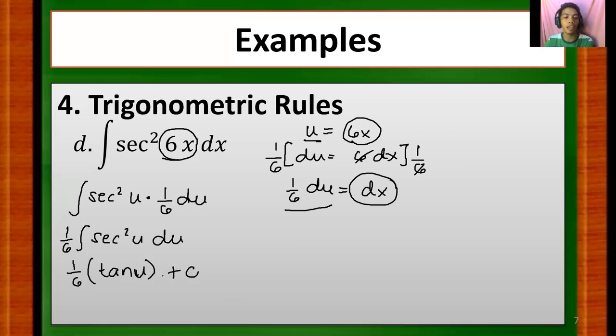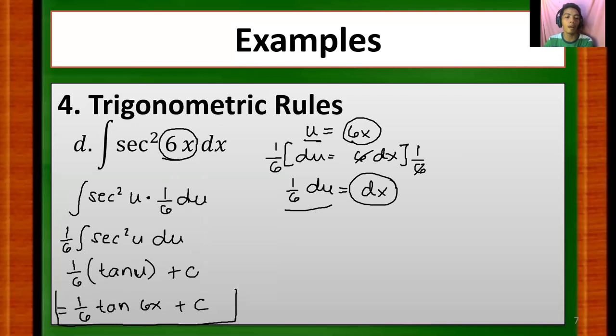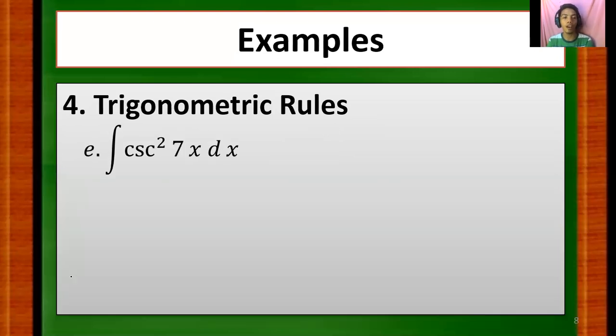And after that, papalitan ko lang ng 6x ang ating u kasi ito yung nasa given natin, 6x. So that's 1/6 tangent of 6x plus c. So this is our antiderivative. Next tayo, letter E. We have the integral of cosecant square 7x dx. First thing, let u. Our u is, very good, that is 7x. And then our du is equal to 7 dx.